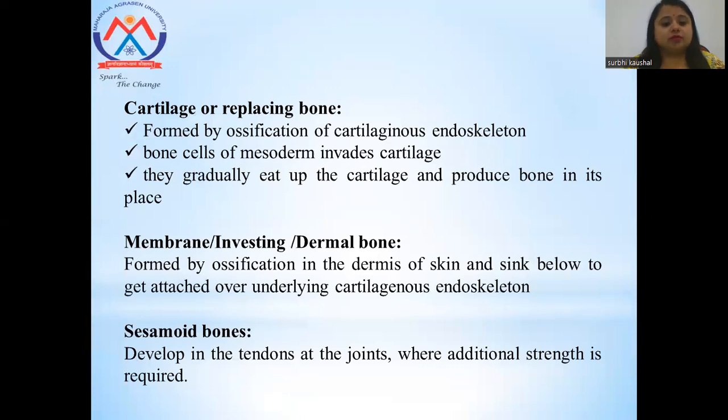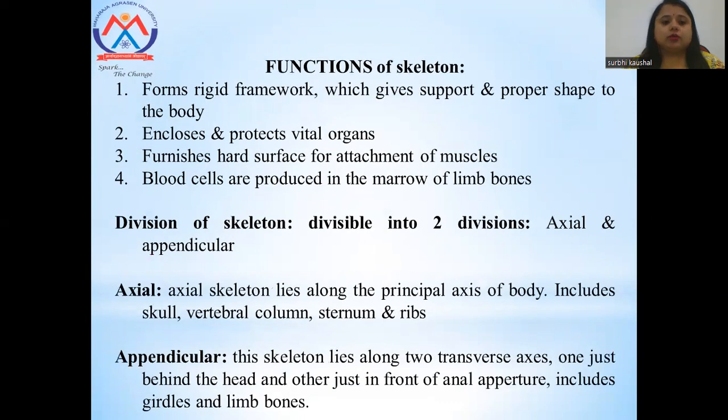Next is the membrane bones. They are formed by the ossification in the dermis of skin and they sink below to get attached with the underlying cartilaginous endoskeleton. Sesamoid bones develop in the tendons at the joints where additional strength is required.